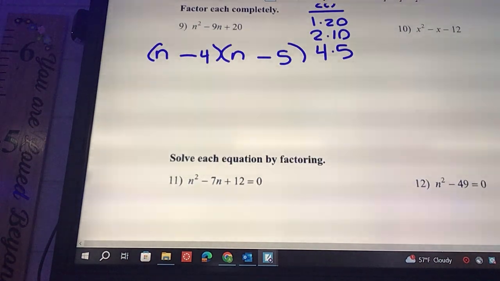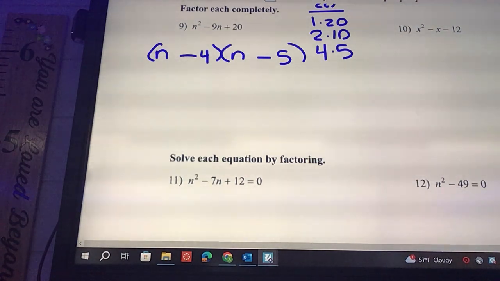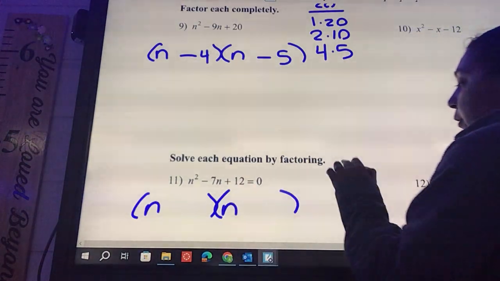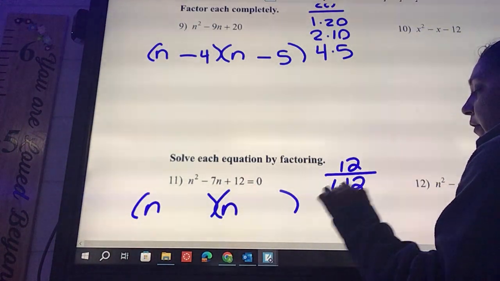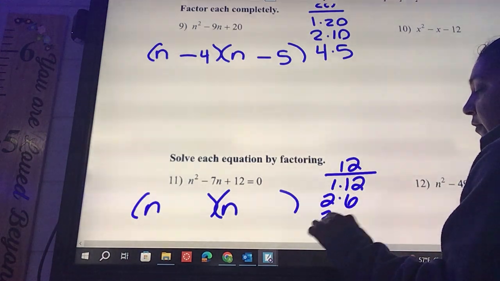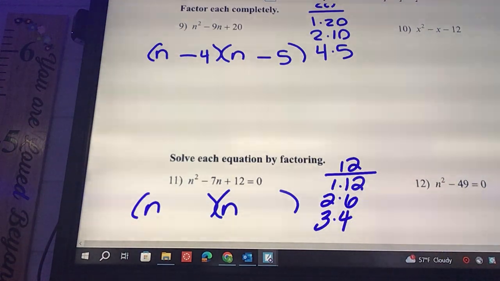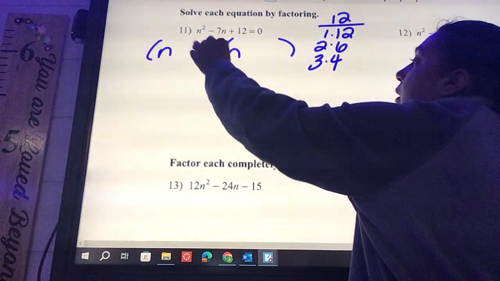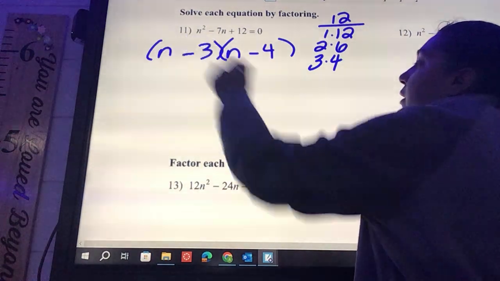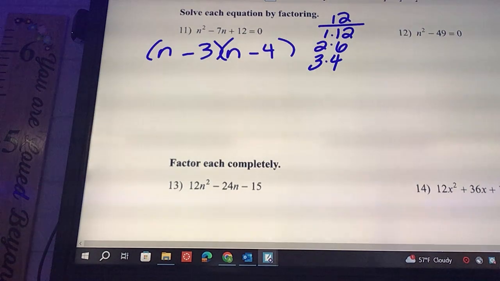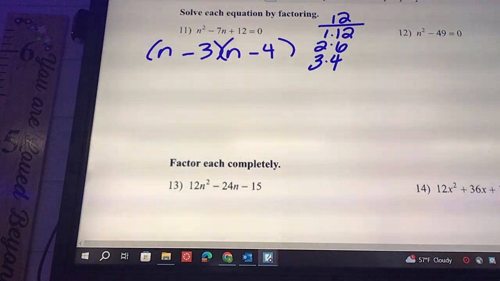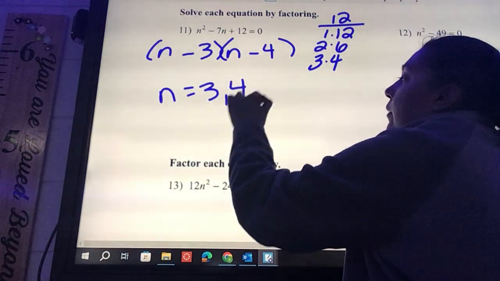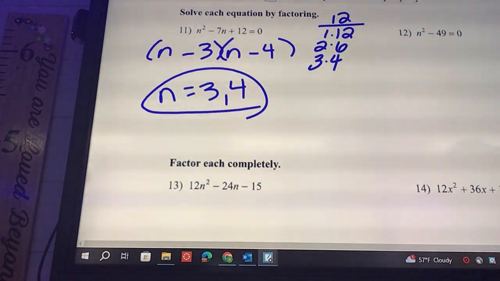Okay, 12 is the same except for, or 11, sorry. 11 is the same except for it says equals 0. Okay, so that one has that extra step. So we're going to say n and n. And we're going to make a list of 12. So I got 1 and 12, 2 and 6, 3 and 4. Okay, I need something to add or subtract to give me a 7. Okay, so it's going to be 3, 4. And I need a -7, so it's going to be a minus minus. Okay, because this says equals 0, we have got to say n equals 3 and 4. Okay, because they're a minus, we change them to a plus.